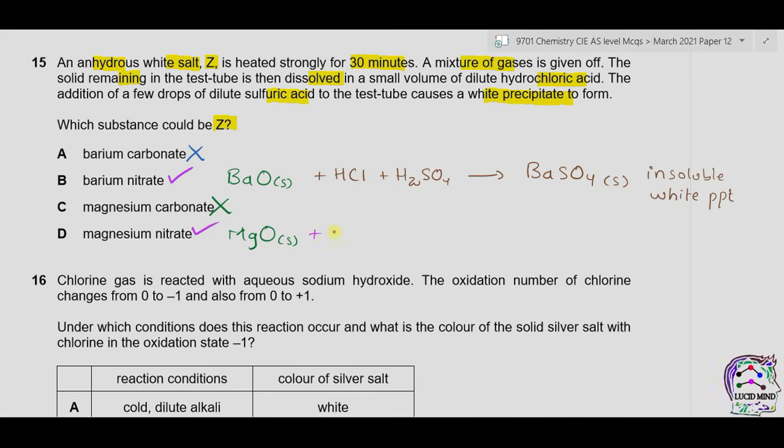Similarly, magnesium oxide, when it reacts with HCl and H2SO4, will form a mixture of salts. One is magnesium chloride, second is magnesium sulfate. Both are soluble. So no white precipitate is formed in case of magnesium nitrate. So correct answer is B.